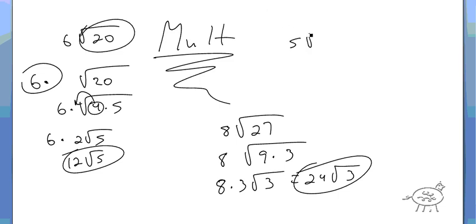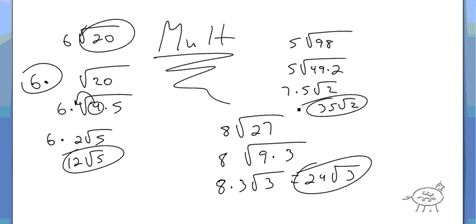Let's try 5 root 98. Okay, 98. Not sure. I'm going to do 98 divided by 4. Nope, 24.5. Okay, well, 9 doesn't go into it. I know that because it's not 99. And 25, no. Let's try 49. 98 divided by 49. Look at that, 2. So it's 5 times the square root of 49 times 2. The square root of 49 is 7, and you have a 2 left over, so it's 35 root 2. That's not too bad, math fans, right?